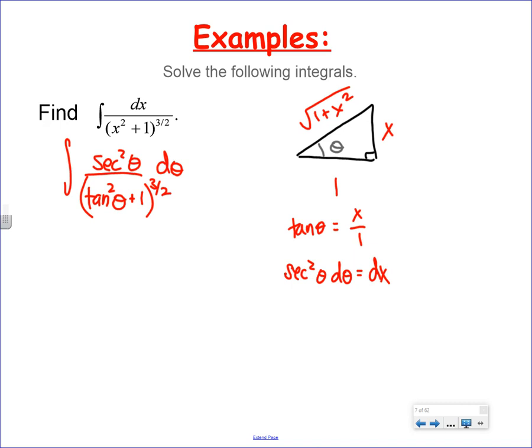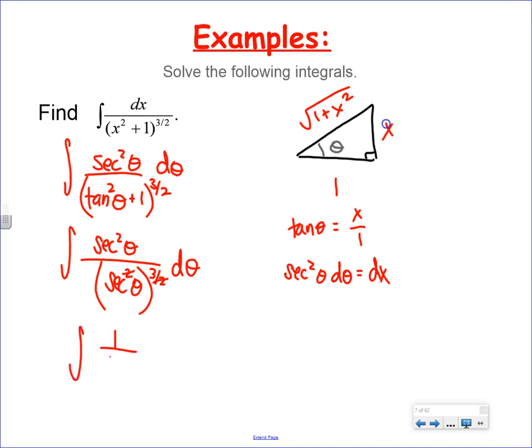Now play with it. Well, how do I play with it? Tangent squared plus 1 is secant squared, right? Yeah. Pythagorean property. That's the same thing as secant squared. Oh, that's nice. Then you have a square to the half power. Isn't a power to a power you multiply? So that's the same thing as secant squared over secant cubed, which will be the same thing as 1 over secant. Which is cosine.